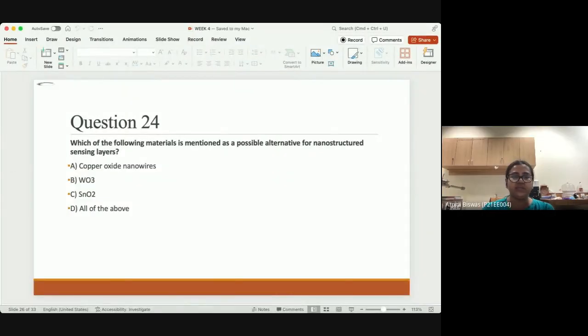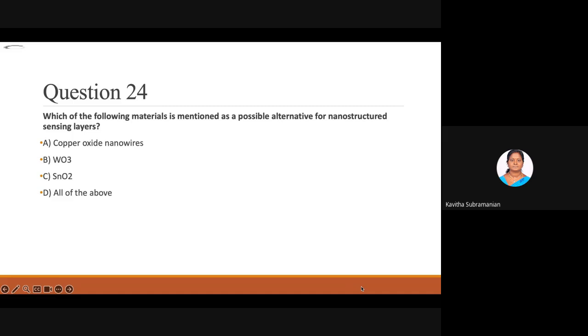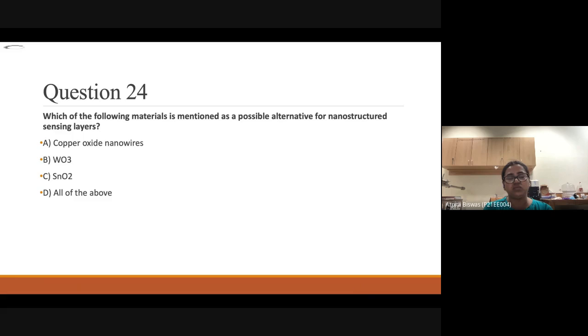Can you explain a little bit? I don't know, ma'am, but I'm thinking the last one. Yes, because copper oxide nanowire is also used, it is also a metal oxide, WO3 is also a metal oxide, and SnO2. So all three can be used for the sensing layer. The right option is option D.